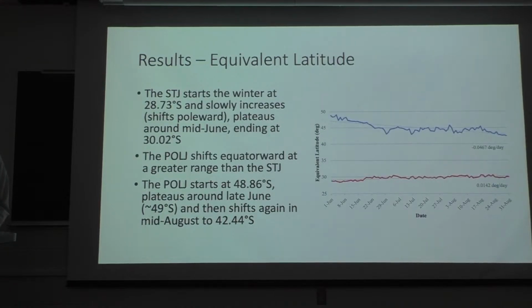The subtropical jet starts the winter at 28.73 degrees, and in the seasonal cycle for the winter, it slowly increases or shifts forward and plateaus around mid-June. The polar jet shifts equatorward at a greater range than the subtropical jet throughout the season. The polar jet starts at 48.8 degrees south, sort of plateaus around late June, and then shifts down to 42.4 at the end of the season.